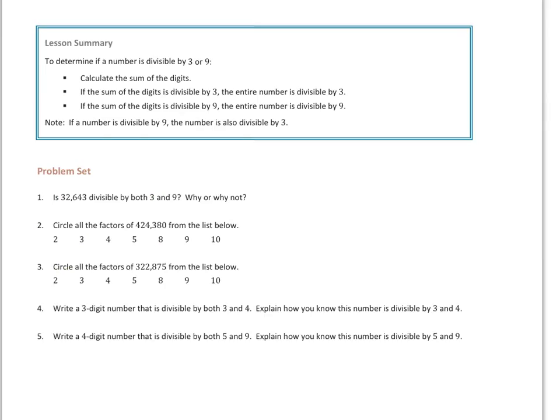So the main focus of this lesson is to learn about the 3s and the 9s and how adding the sums of the digits can really help you figure out if it is divisible by 3 or 9. So remember that if the sum of the digits is divisible by 3, the entire number is divisible by 3. And if the sum of the digits is divisible by 9, it's divisible by 9 and by 3. And that wraps up Lesson 17 from Grade 6, Module 2.